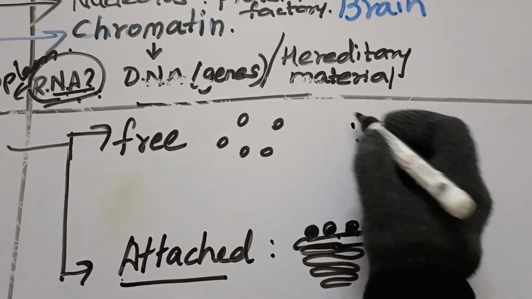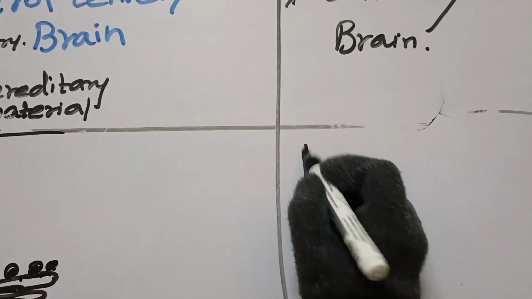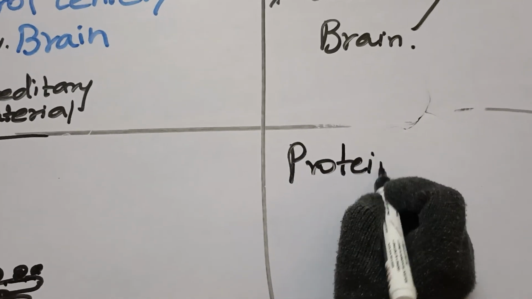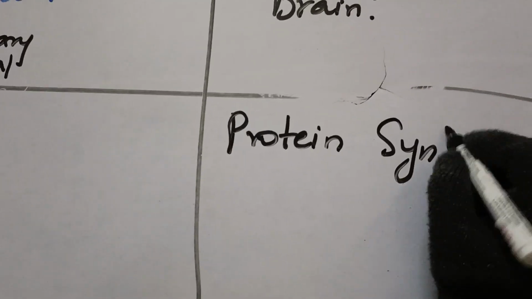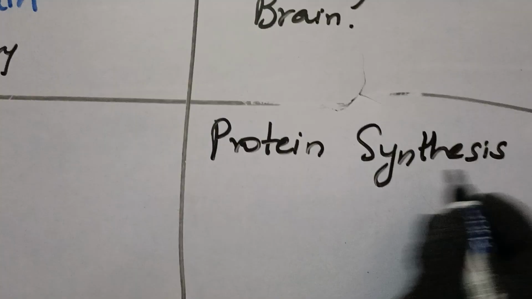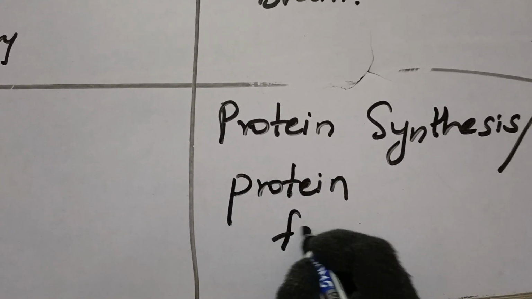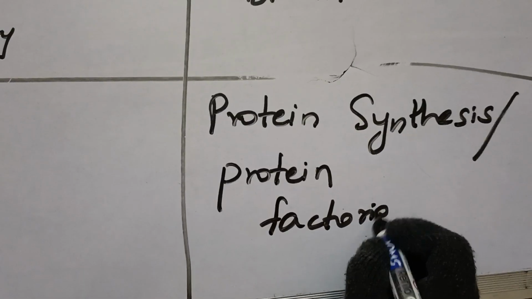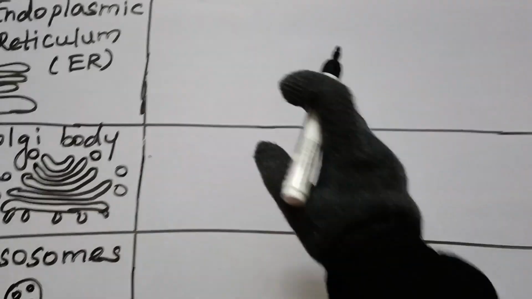So what does this ribosome do? What is the work of ribosomes? Ribosomes' main work is protein synthesis. These are going to prepare or make the proteins. So in short, we can call them the protein factories of the cell. They make important proteins required by the cell. Clear? Let's talk about endoplasmic reticulum.